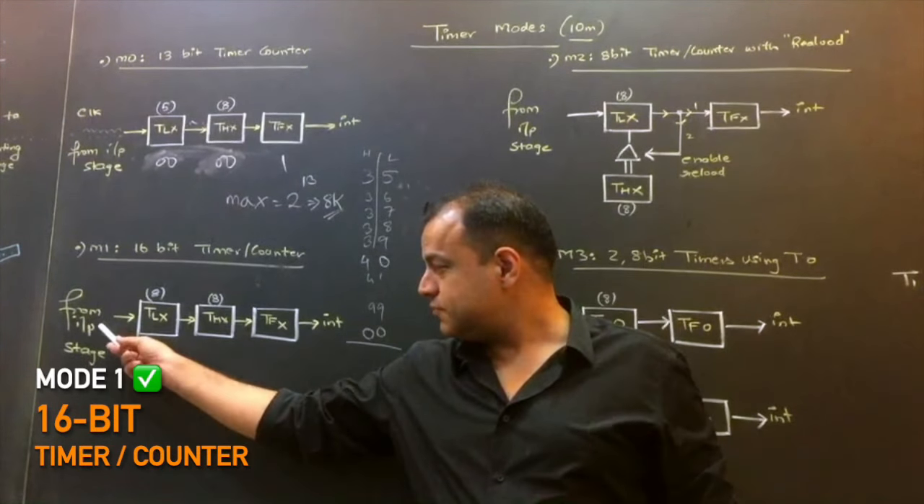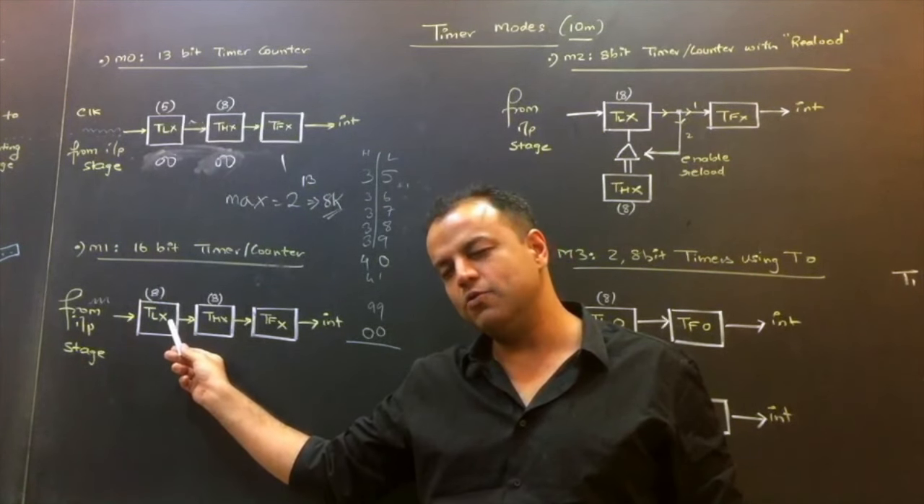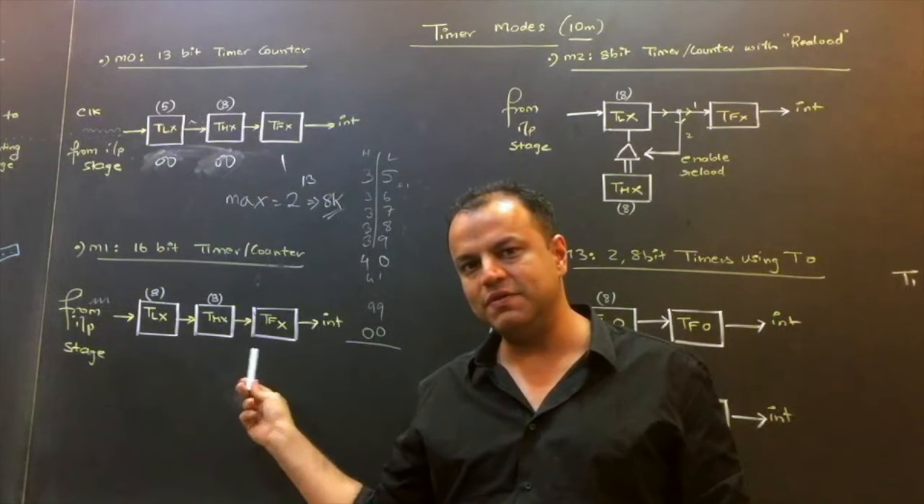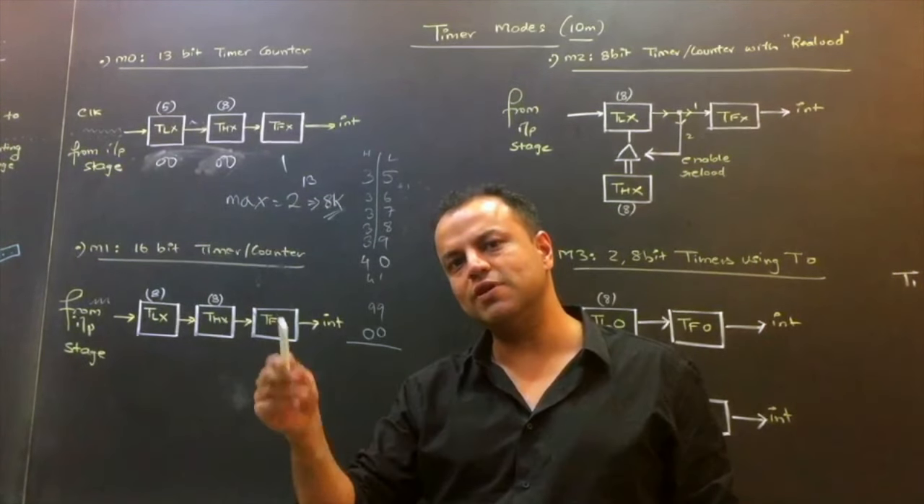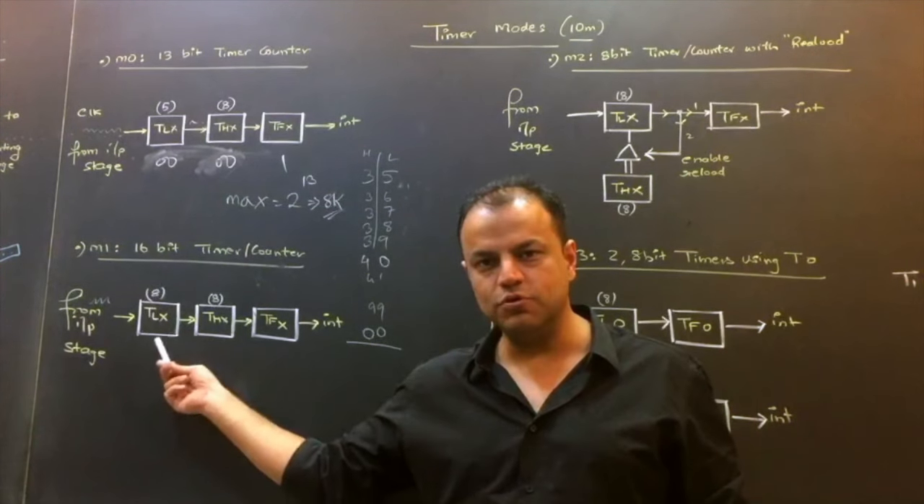Excuse me. From input state, that means clock pulses are coming. On every clock pulse, the lower byte will increment. When the lower byte overflows, the higher byte will increment. When the higher byte overflows, the flag will become 1. We will get an interrupt, we will go to the ISR. As we go to the ISR, the flag will automatically become 0. Same answer. The only difference is both of them are 8 bits.